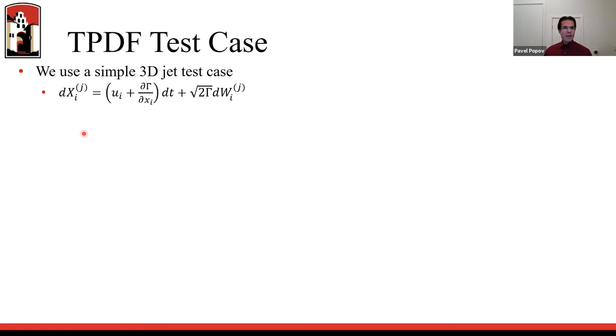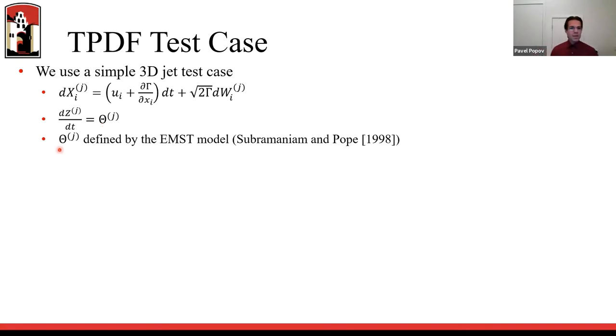The spatial evolution equation is a simple stochastic differential equation. We have the drift term here, the diffusion term here. For the evolution of the composition variable, we only have a source term which corresponds to molecular mixing, and this molecular mixing is defined by the EMST model introduced by Subramanian and Pope.